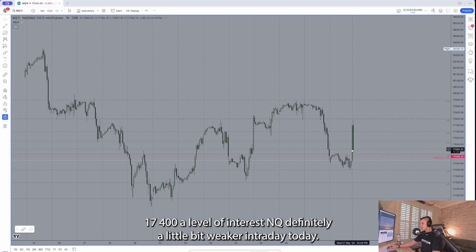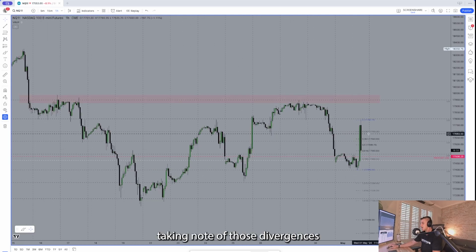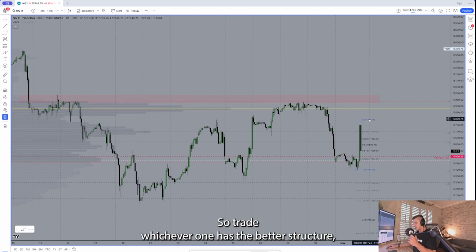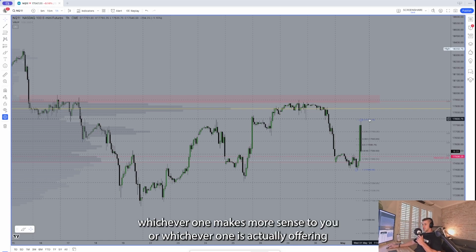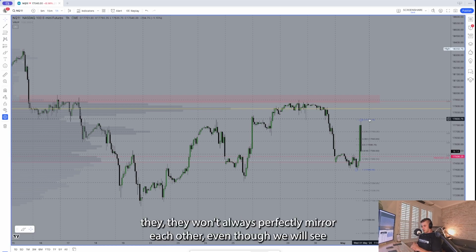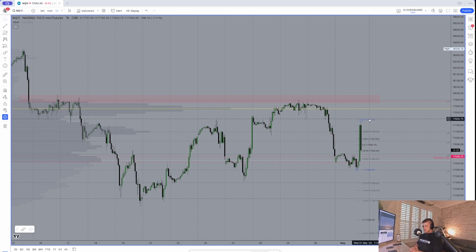NQ definitely a little bit weaker intraday today versus ES. Always worthwhile taking note of those divergences and treating ES and NQ as independent entities. So trade whichever one has the better structure, whichever one makes more sense to you, or whichever one is actually offering the intraday setup for the strategy that you trade. They won't always perfectly mirror each other, even though we will see similar structures build out on the higher time frames. On those lower time frames, you will definitely have some differences, which is worth taking note of.